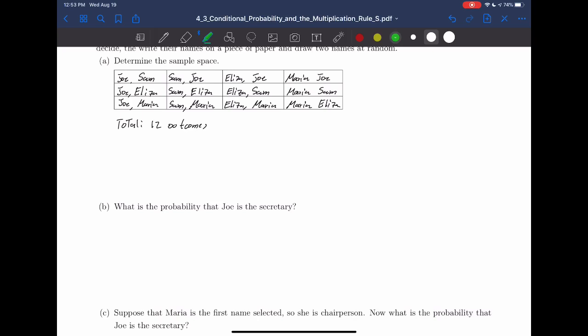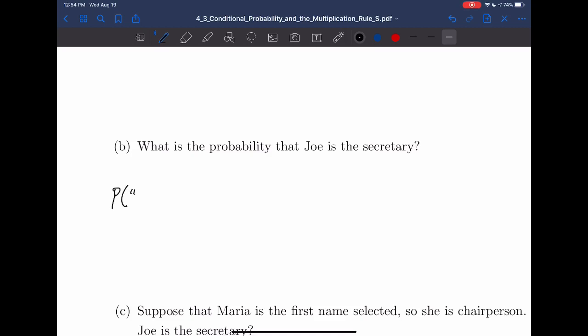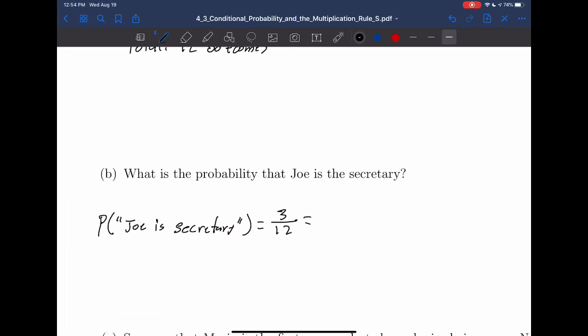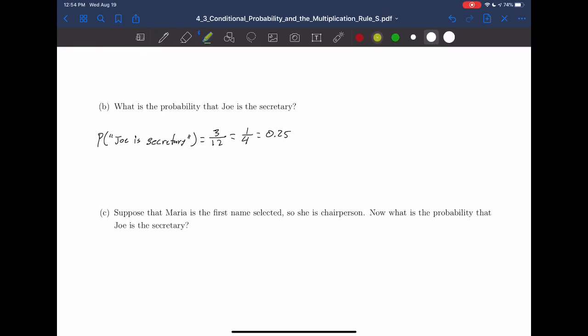So what is the probability that Joe is the secretary? If you look at our table, there are only 3 possible outcomes where that could happen. So the probability of Joe being secretary is 3 over 12, or 1/4, or 0.25.